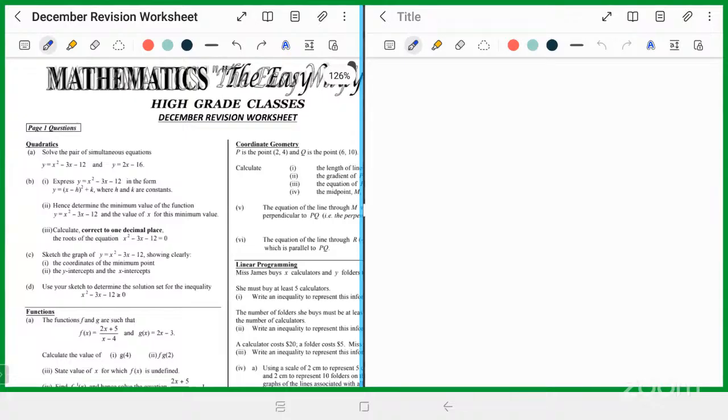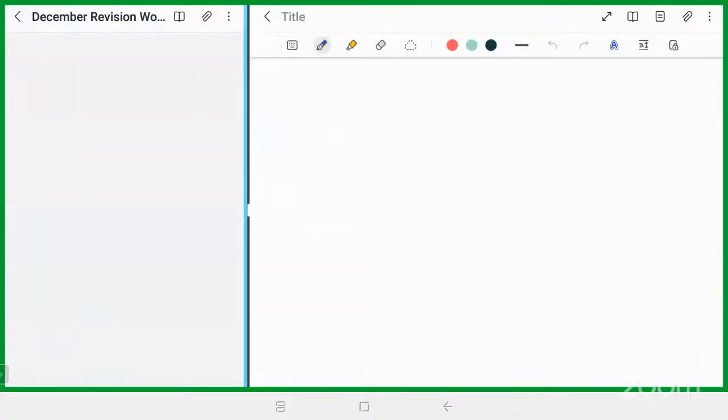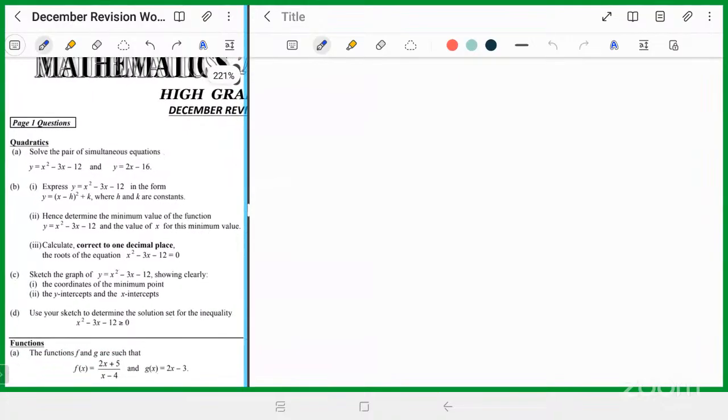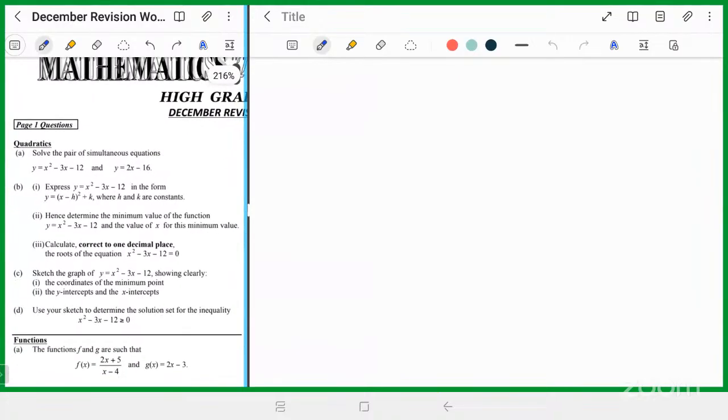All right, so let's do this. Let's get into it. All right, so this is a question on the screen on the left. I'm going to be working out on the right. This question says we have to solve these 2 equations simultaneously.